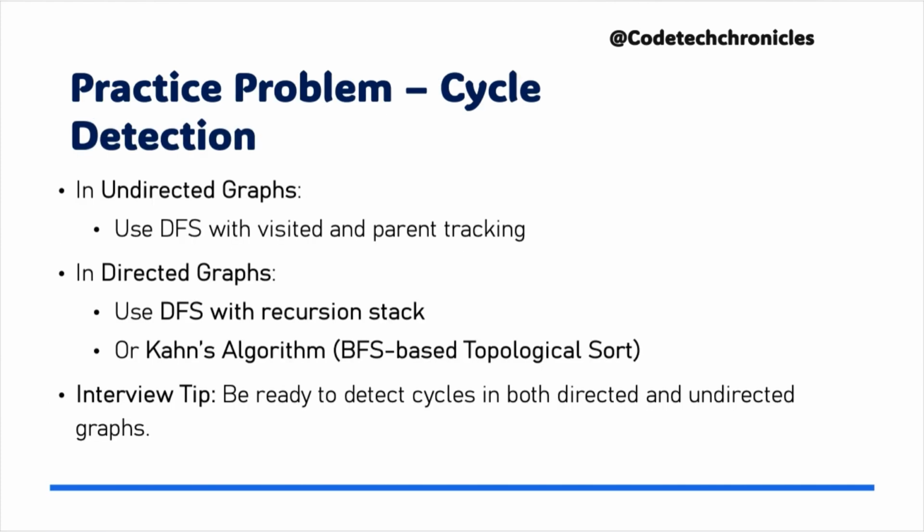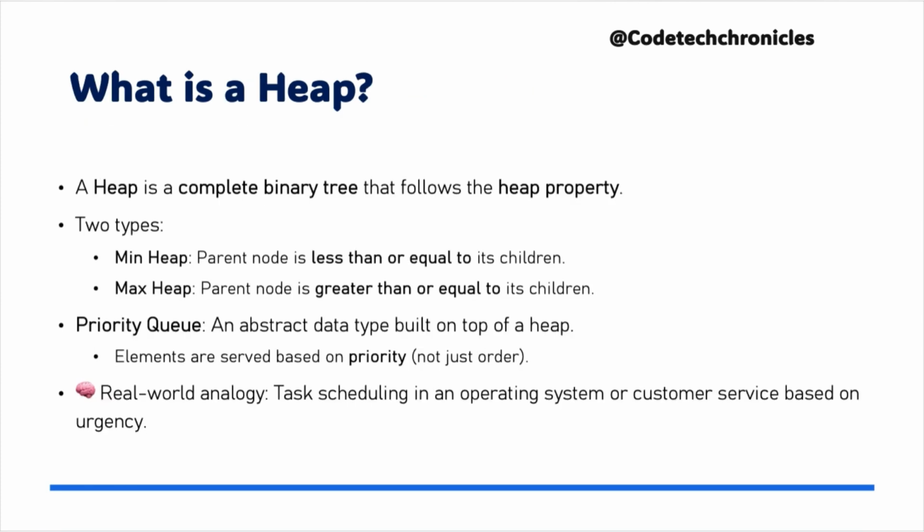A practice problem. Cycle detection is a classic interview question. In undirected graphs, use DFS with a visited set and parent tracking. In directed graphs, use a recursion stack or Kahn's algorithm for topological sort. Interview tip, be ready to implement both versions and explain your logic.